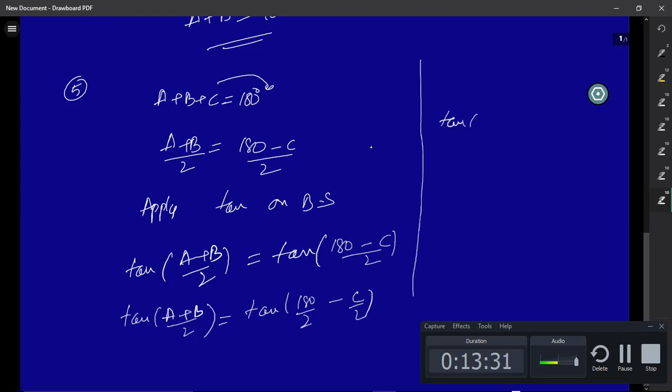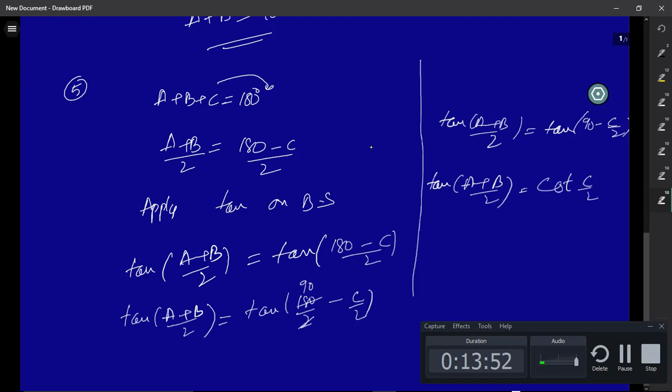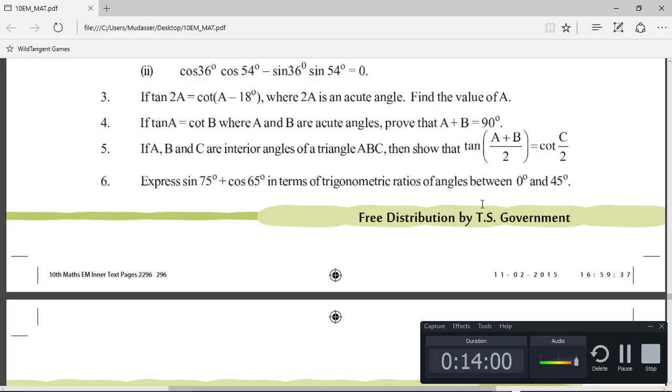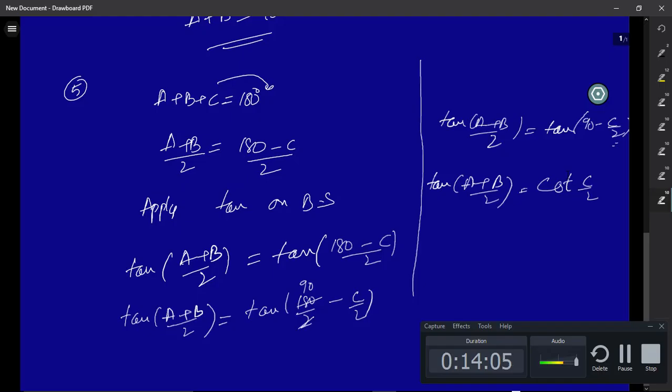Left hand side I am writing as it is. Tan of (A plus B) by 2 is equal to tan of, 2 1s are 2, 2 9s are 18, 0 as it is, so 90 minus C by 2. Tan of (A plus B) by 2 is equal to tan of 90 minus theta. Tan of 90 minus theta is how much? Cot theta. Everybody knows that tan of 90 minus theta is cot theta. So we got tan of (A plus B) by 2 as cot C by 2. This is what they wanted to prove.